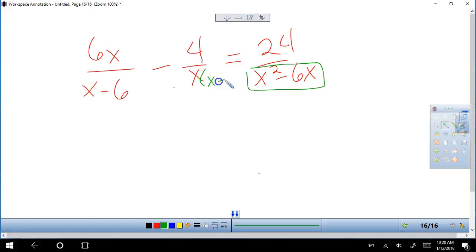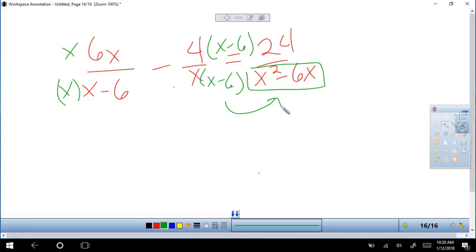So I need to times this by x minus 6. So whatever you do to the bottom, you gotta do to the top. Over here, I'm going to do x and x, because when I distribute both those through, I'm going to get the same thing as the bottom of the right-hand side.